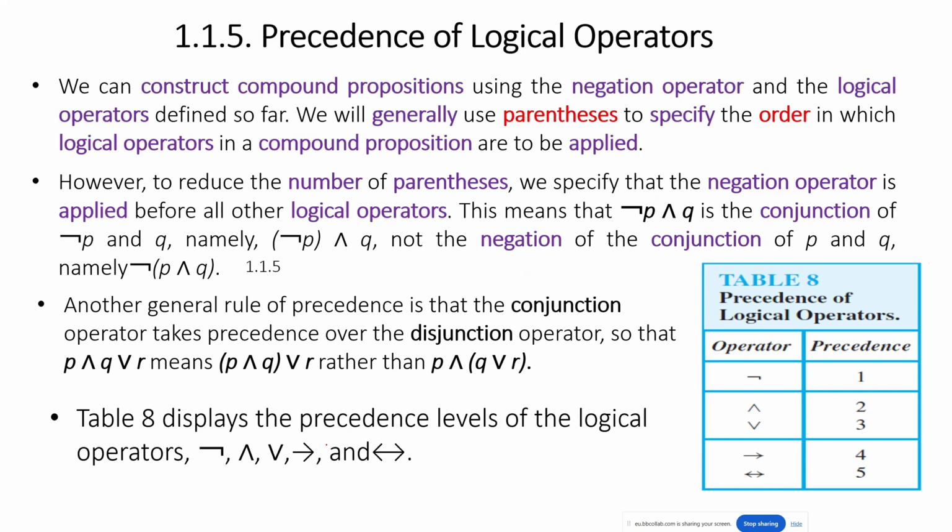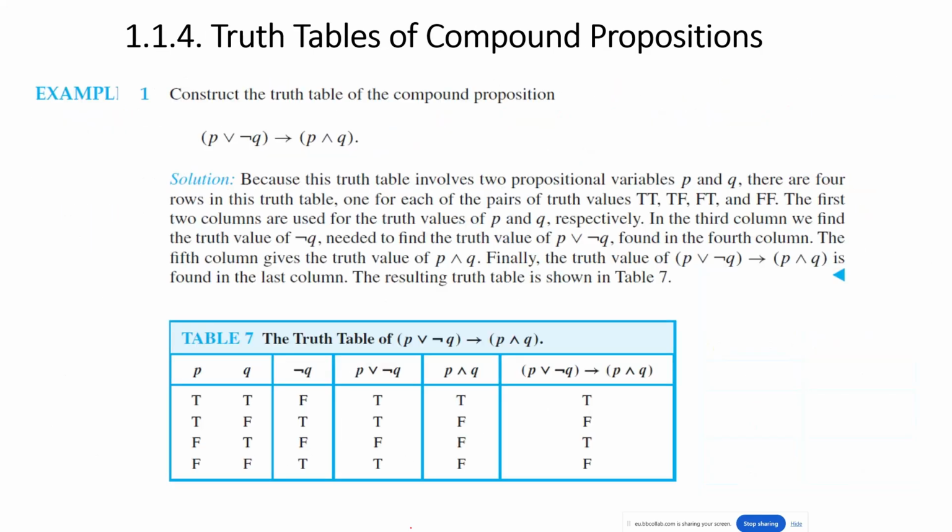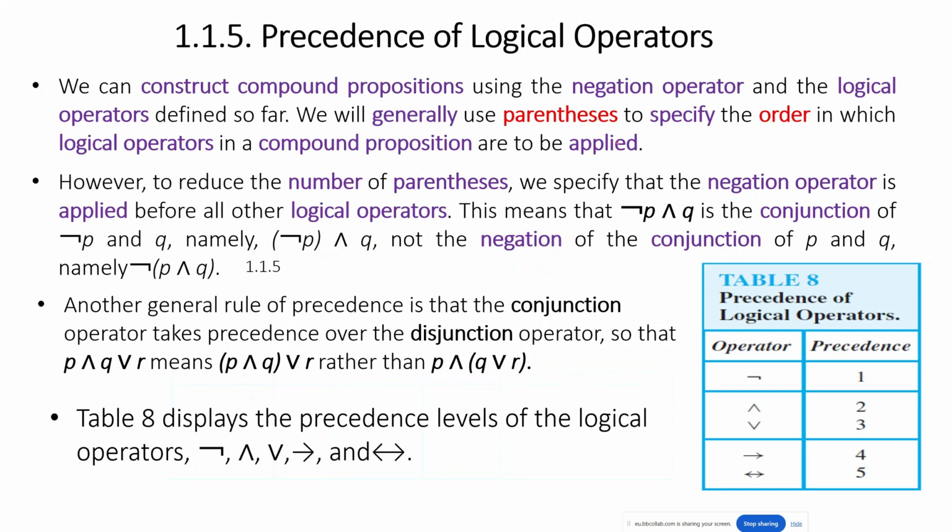Now, one good question is, when we have all of these, what's the precedence? Remember, the precedence is which one we start with first. So if there were no parentheses, you're still going to be starting with something. Let's say I gave you this: P or not Q, conditional statement, P and Q. So which one are you going to start with first? Well, the first one we start with is this negation. That's why this is the discussion that we're having right now.